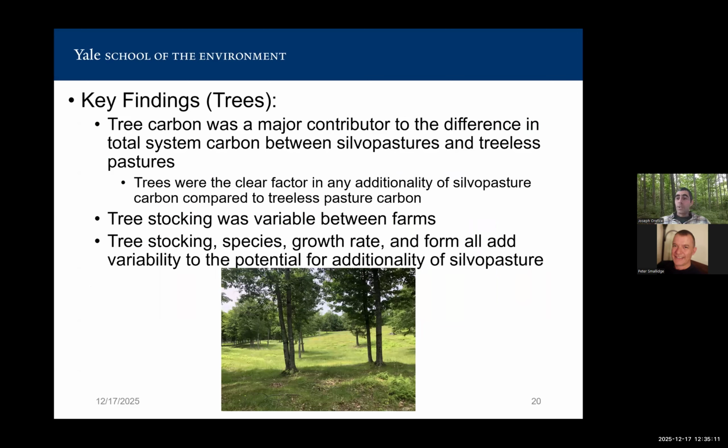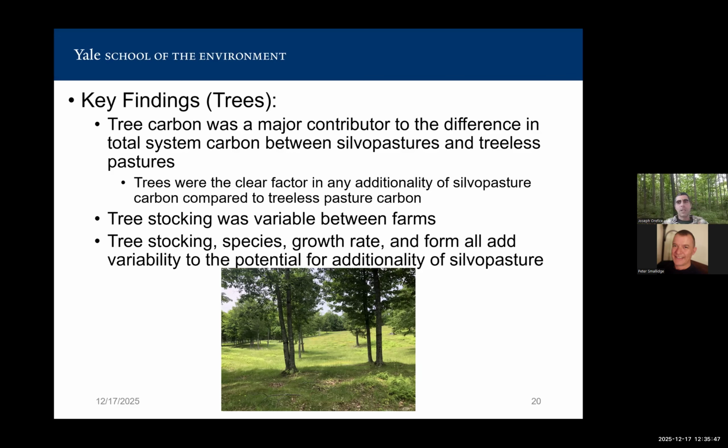So key findings from the tree perspective. Tree carbon, as I mentioned, was a major contributor to the difference in the total soil carbon between silvopasture and treeless pasture. The clear additionality there by having the trees. And I think that's nice because you could say, well, I want to quantify the benefits of these systems. In my opinion, quantify the value of carbon in the trees if you want to incentivize somebody through payments or something like that to put in a silvopasture. Don't worry about the soil carbon, just use the trees as the clear additionality.